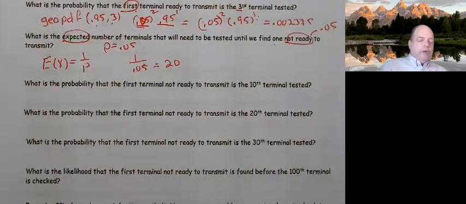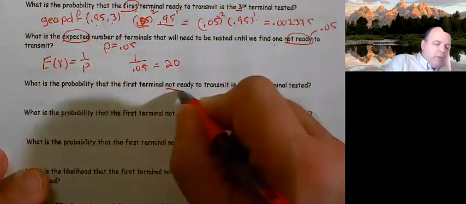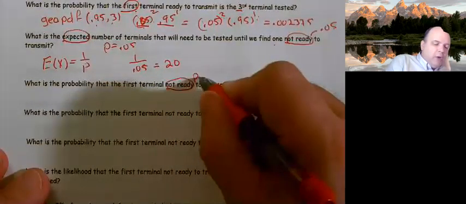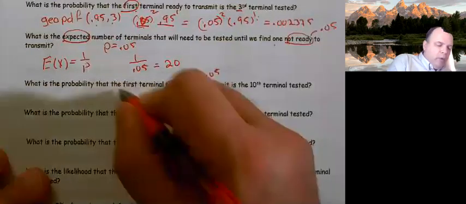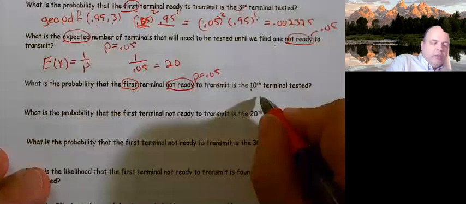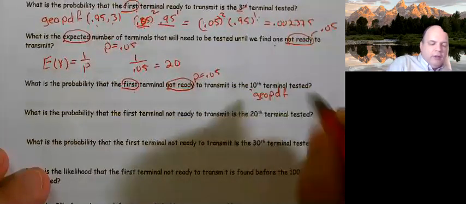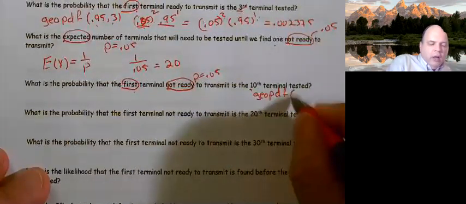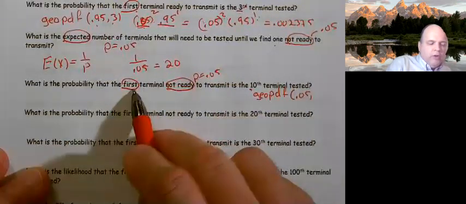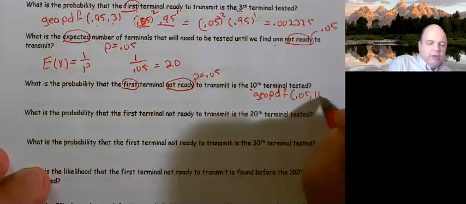What's the probability the first terminal not ready to transmit is the 10th? So once again, not ready. This tells me my P right here is 0.05. We have the word first. That tells me it's a geometric and the 10th terminal. Because we have a specific value, this is going to be a PDF, and most of this page is going to be a PDF. So GeoPDF, and in this case, a probability of not transmitting is 0.05, and we want to be on the 10th. So my X is 10.